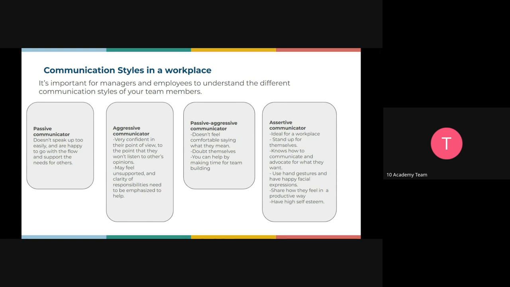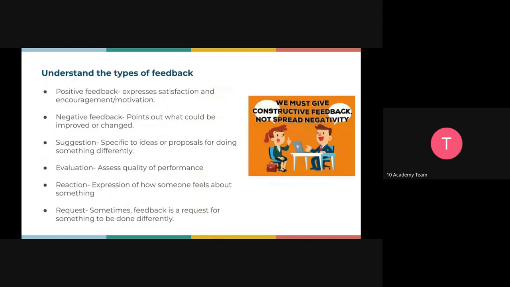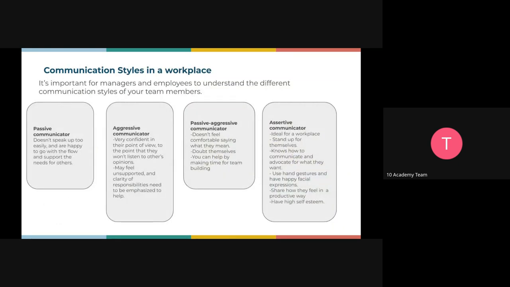The best communication style in a workplace is an assertive communicator. And this person, they know how to stand up for themselves. They know exactly how to communicate and advocate for what they want, not in an aggressive manner, but in an effective way. So they also use hand gestures, and they have very happy facial expressions, and they try to share as much as how they feel in a very productive way. It's also influenced by them having a high self-esteem, and this is a communication style that everyone needs to try and practice to be in our place.